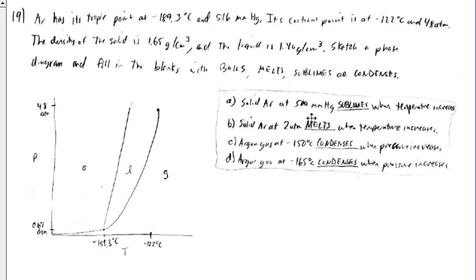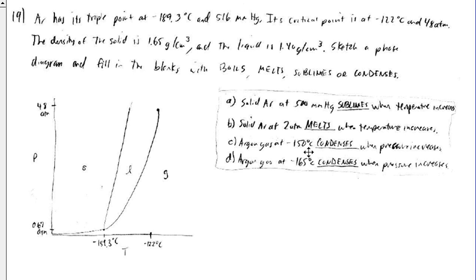If you look there, you're going to find that it should sublime when the temperature increases. So you follow along, make the temperature increase, and you're going to see the change from solid over to gas right in there. For each of these other ones, the same sort of features occur. Solid argon at 2 atmospheres would melt when the temperature increases, so you're seeing temperature increase, you move across here, and that transition would happen from solid to liquid at 2 atmospheres, which would be somewhere in here.